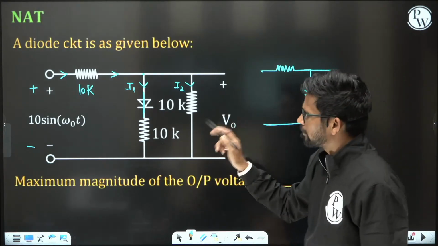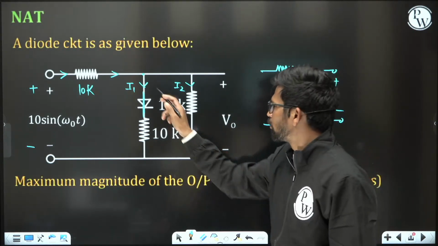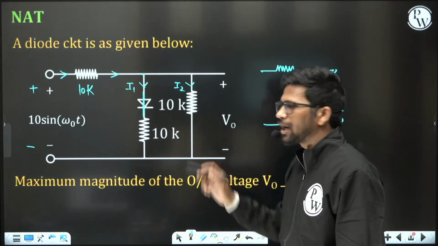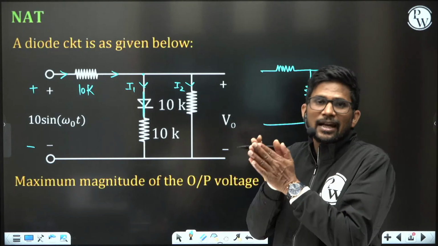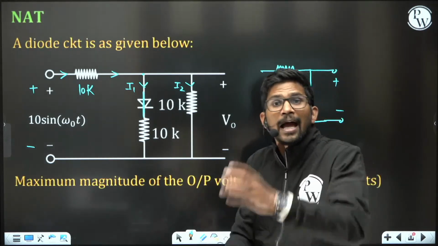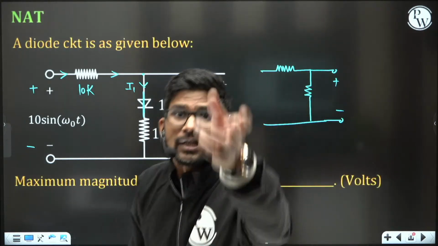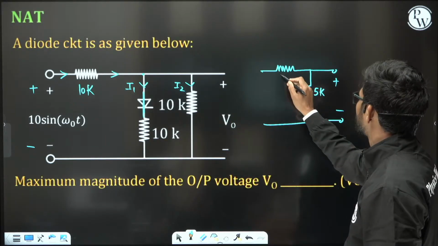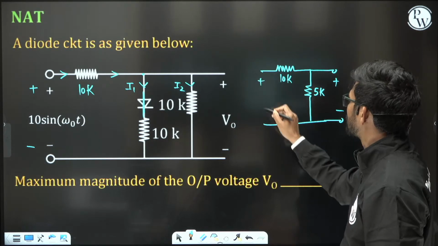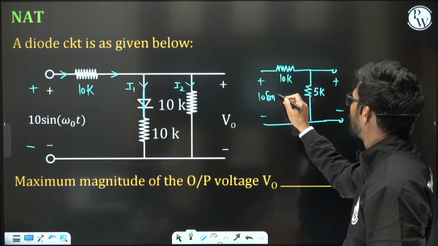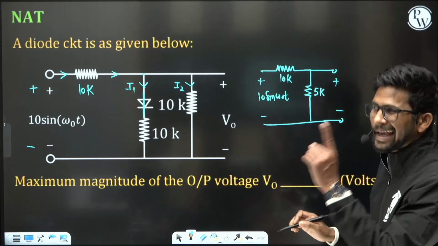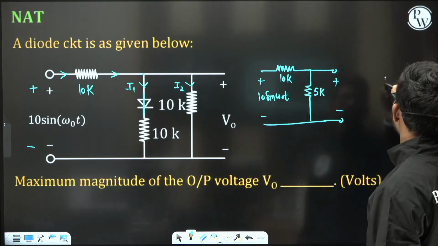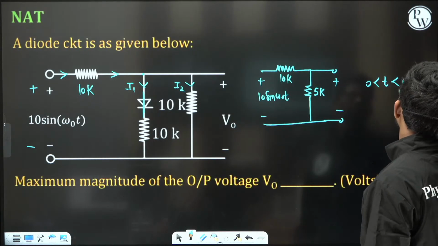The voltage across this 10 kilo ohm is V naught. The voltage across this other 10 kilo ohm is also V naught, and since these two are in parallel, their resultant resistance is 5 kilo ohm, and the voltage across that 5 kilo ohm will also be the same V naught. So this is 5 kilo ohm, this is 10 kilo ohm, and this is the source 10 sin omega naught t. This is the circuit in the first half, that means t from 0 to T by 2.